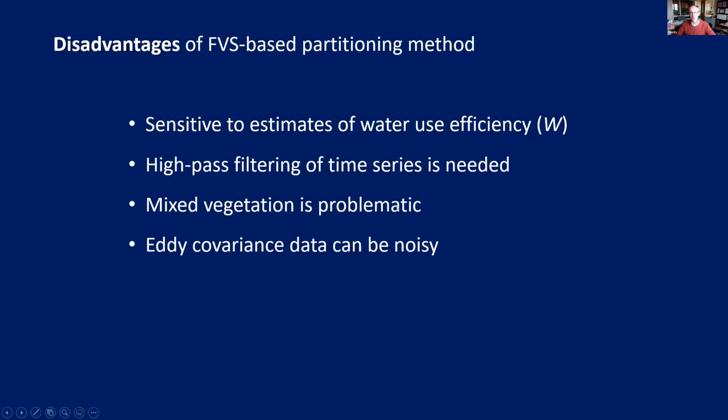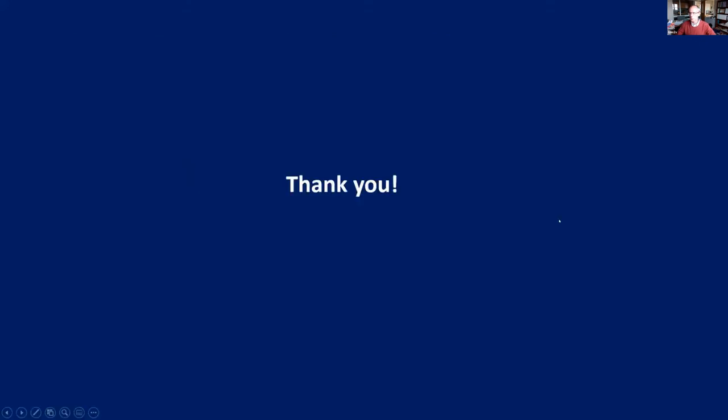Mixed vegetation is problematic. There's only one water use efficiency. So if you have a savanna that's C3, C4, theoretically it can be done by extending the mathematics, but it could be problematic. And then eddy covariance data itself can be noisy. We know that when computing fluxes, when you pass it through this framework, the results that you get can sometimes be noisy. Not so much in the ET partitioning because it's constrained by the total ET, but more on the CO2 partitioning because that's unconstrained. So that's the overview. Thank you.